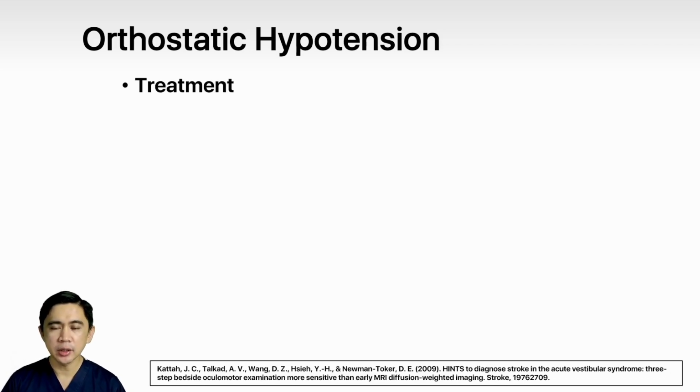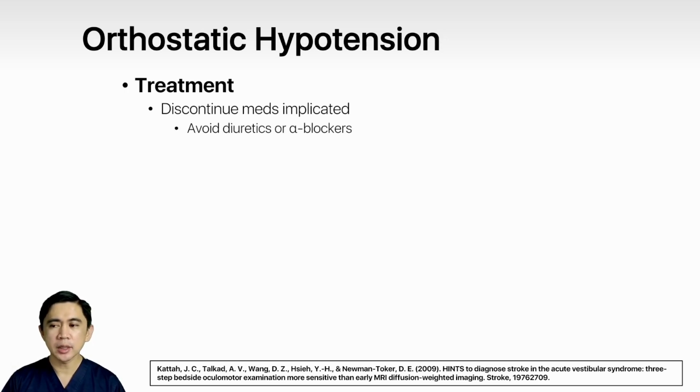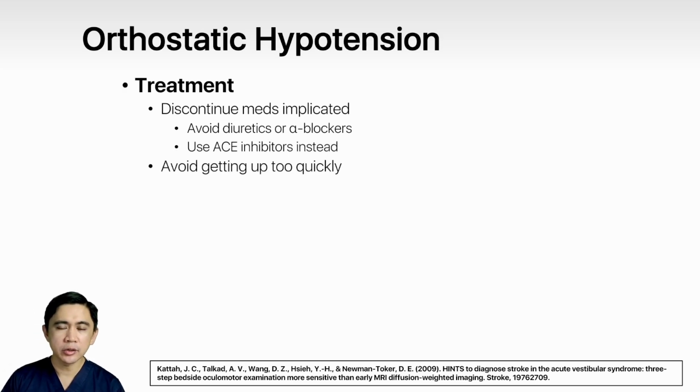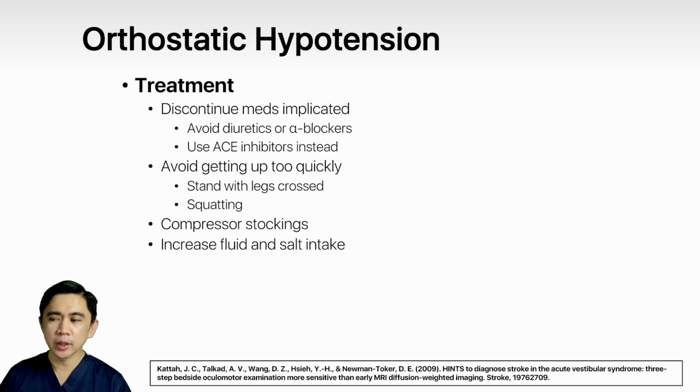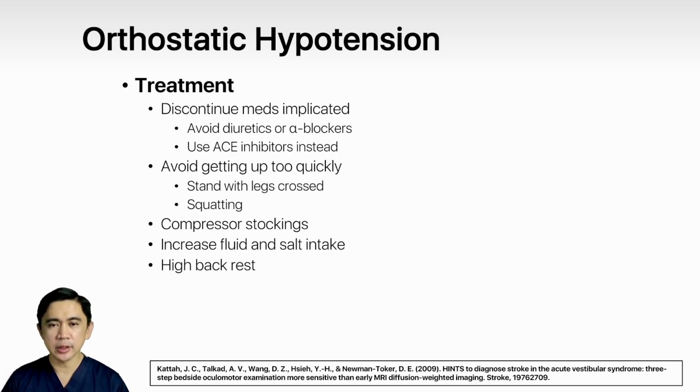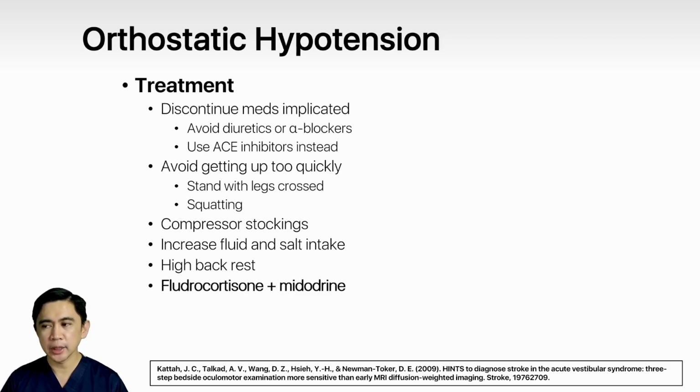Treatment of orthostatic hypotension includes discontinuing the implicated meds, avoiding diuretics or alpha blockers, and telling the patient to use ACE inhibitors instead. Tell patients, at least for orthostatic hypotension, to avoid getting up too quickly. Tell them to stand with legs crossed, as this will discourage standing up too quickly, or to begin standing up by squatting. Compression stockings might also help, as well as increased fluid and salt intake, and a high backrest. For pharmacological treatment of orthostatic hypotension, we may give the patient fludrocortisone plus midodrine.